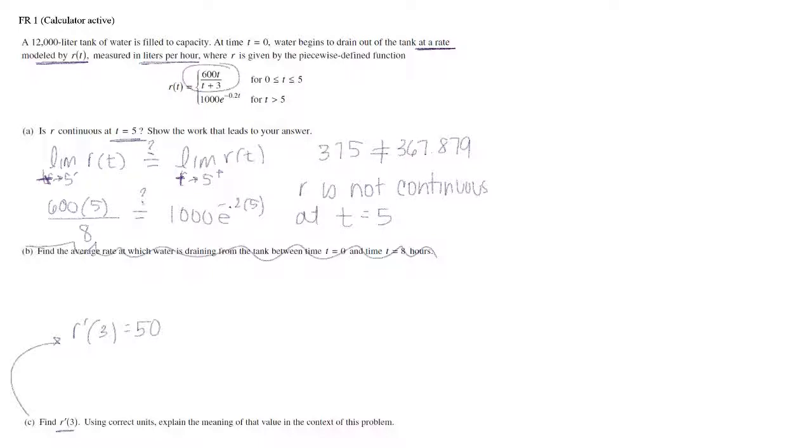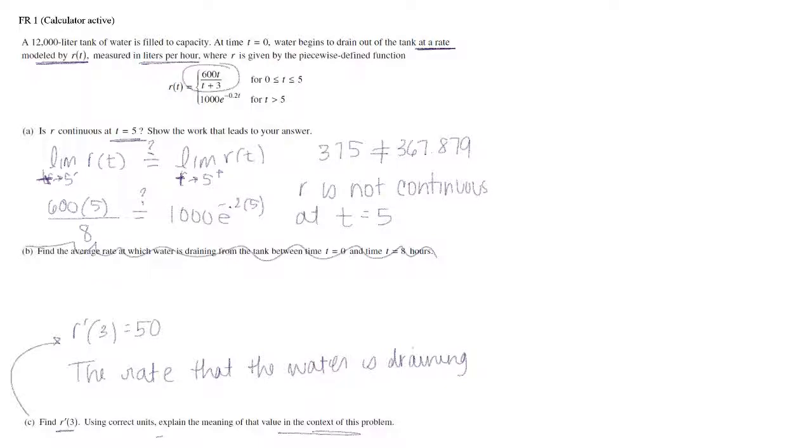Using correct units, explain the meaning of the value in the context of the problem. So whenever we have this, use that problem. Make sure you're using the context. So here again, R was a rate. So the rate that the water, because we are talking about water, and what is the water doing? It is draining.